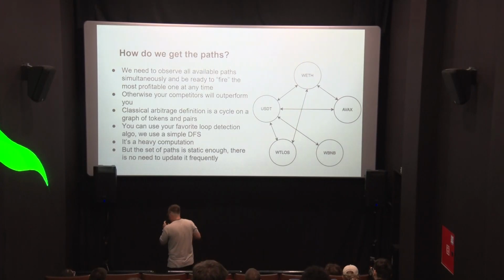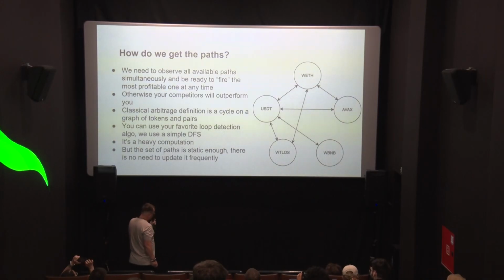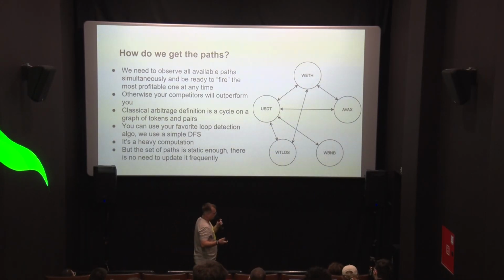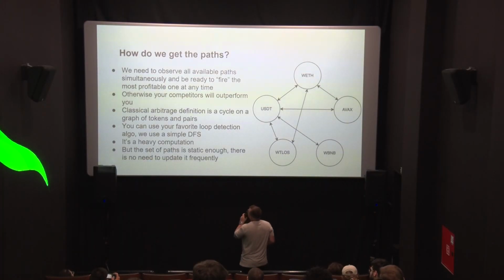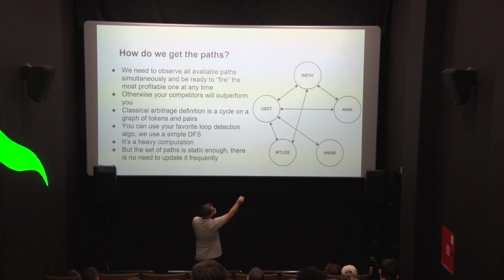So now, finally, we have a universal formal criterion to check if we can profit from a given arbitrage path. But do you remember that we said, let's assume we have a path. How do we get those paths in the first place? Let's remember that the classical definition of arbitrage is a cycle on the graph of tokens and pairs. Here is the example. This is just a loop, and any arbitrage path is just a sequence of those tokens and arrows, pairs, which starts and ends in the same node.